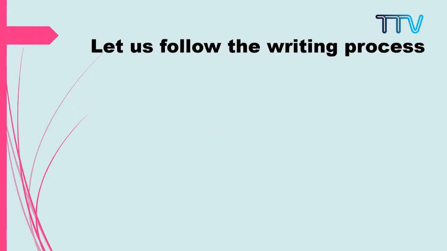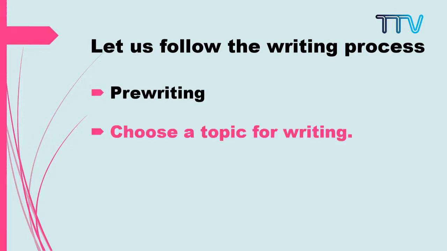Okay. So, let us follow the writing process, and the first is pre-writing. Okay. And for pre-writing, so what you need to think is, okay, I am going to write something, but on what? So, you need to have a topic. Okay. So, choose a topic for writing. So, how are you going to choose a topic for writing?